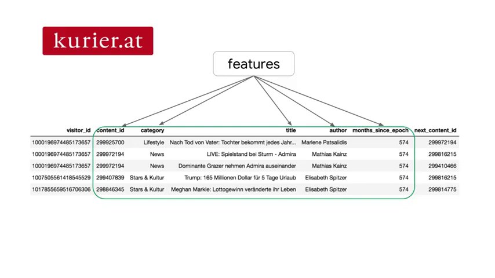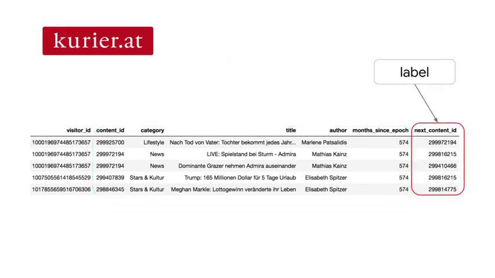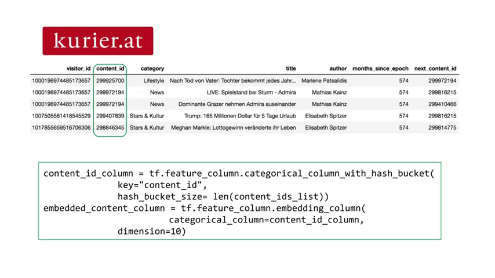The newness of the current article is captured by the months since epoch column. The visitor ID is actually a browser ID, so a different device means a different ID, so we won't use it for our model. The goal of our model is to predict the next article read by a visitor. This is represented by the next content ID column. Let's see how we can incorporate each of these features in TensorFlow.